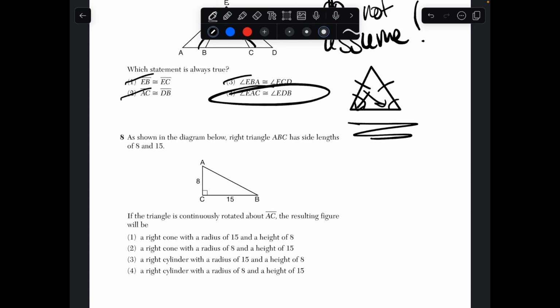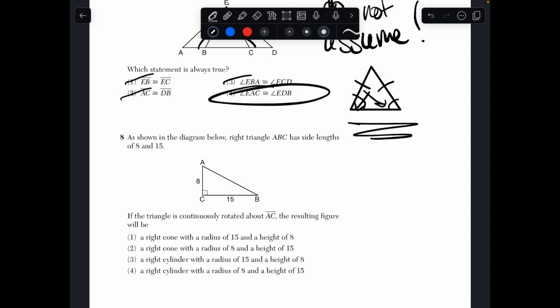Question 8. In the diagram below, right triangle ABC has side lengths of 8 and 15. The triangle is continuously rotated about AC. The resulting figure would be. Now, you have to read this problem because I've messed up on problems like this. You've messed up on problems like this. Your classmates have messed up on problems like this. It's so crucial to really take your time. You have 3 hours on the Regents. I guarantee you will finish. You won't run out of time, I promise.